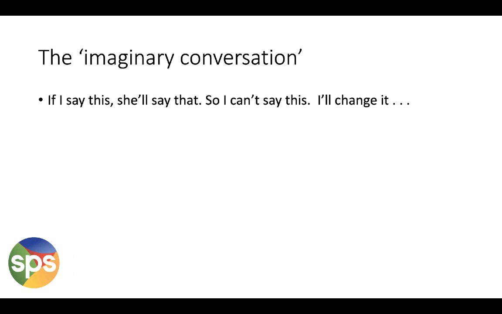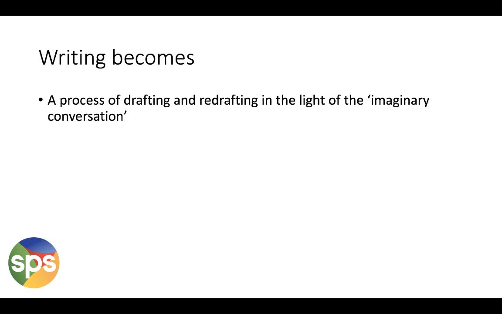So what happens in the imaginary conversation is that the writer imagines what the reader might say in response to what they're writing. And through that process of imagining what the reader might say, the writer adjusts the meaning making of the writing. And as a result of this imaginary conversation, the writing becomes a process of drafting and redrafting in response to these imagined comments, this voice in the writer's head of what the reader might say in response to what has been written.